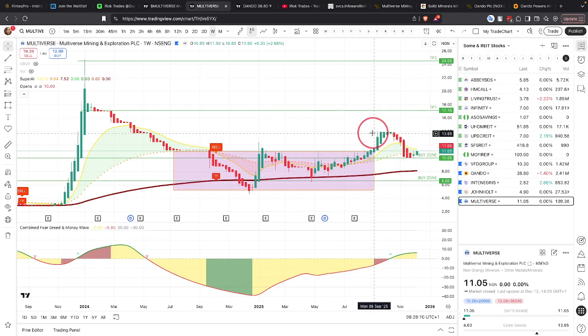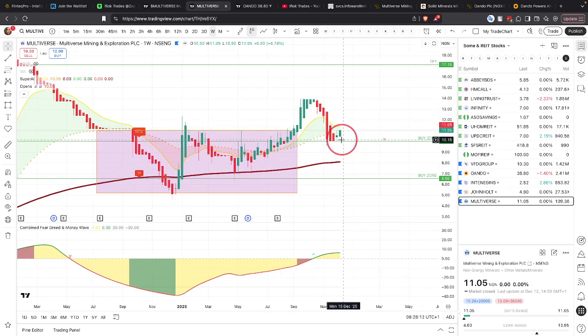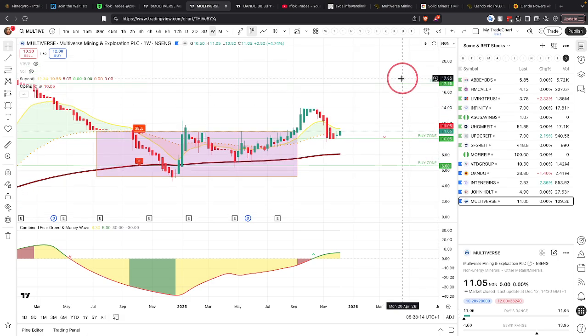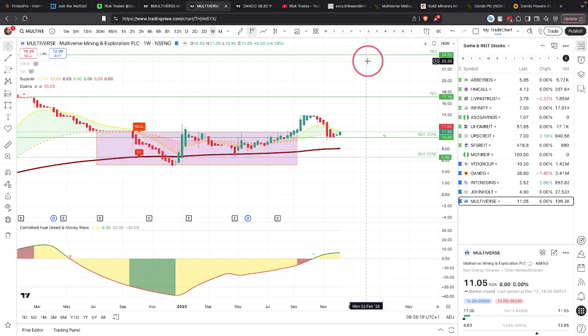So I'm expectant. I expect that prices will continue to go up to test take profits around 17 naira and even go back to the all-time high around 24 naira per share. That is my expectation, but that expectation remains valid only if Multiverse stays above 10 naira per share.